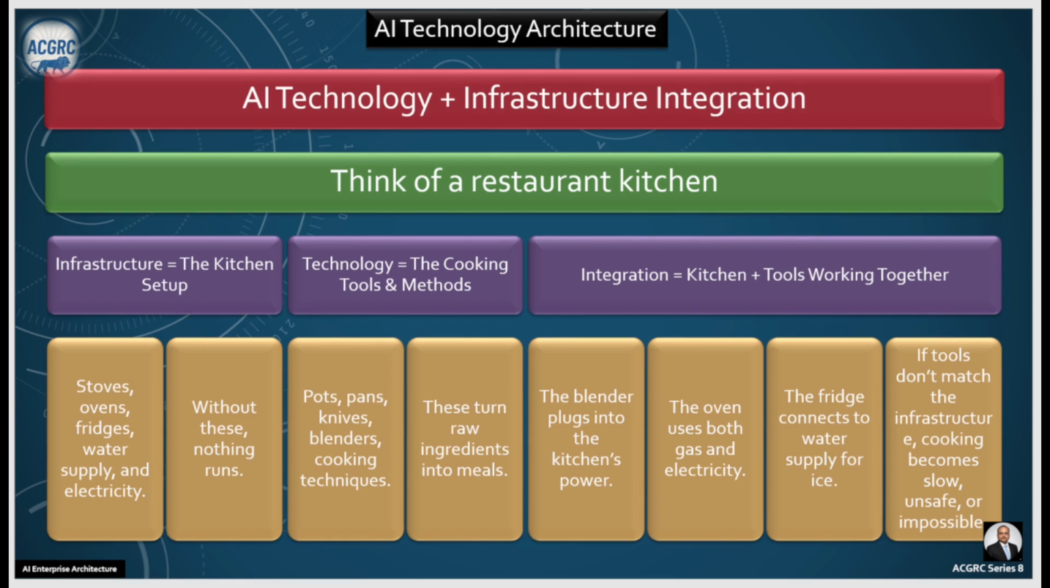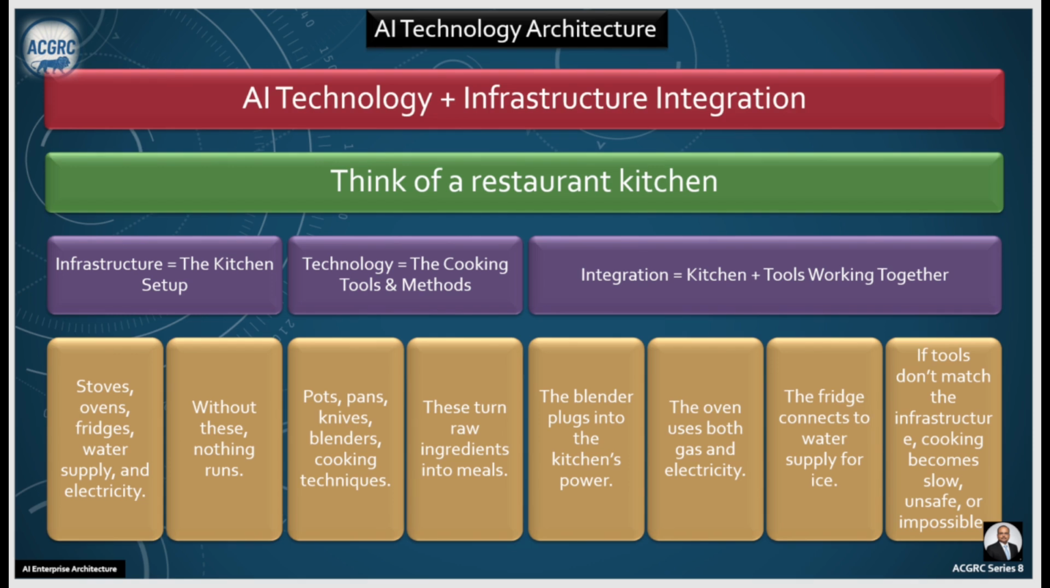Now, if you take an example of a restaurant kitchen, infrastructure is the kitchen setup. The stoves, the oven, the fridge, the water supply, and electricity. Without these, nothing runs. Technology is the cooking tools and methods. The pots, the pans, the knives, the blenders, the cooking techniques. These turn raw ingredients into a meal.